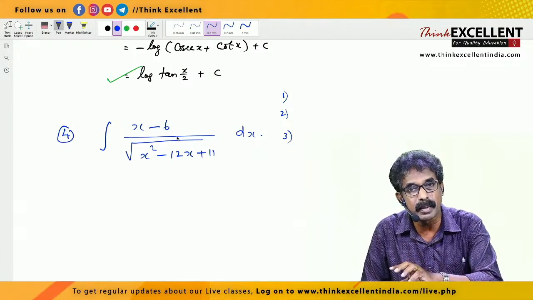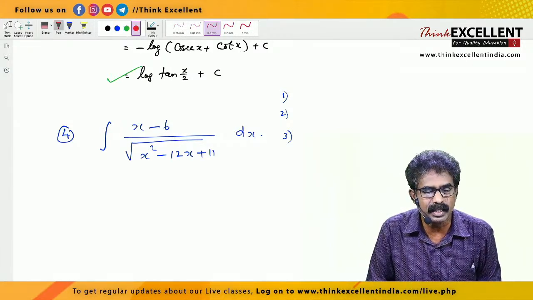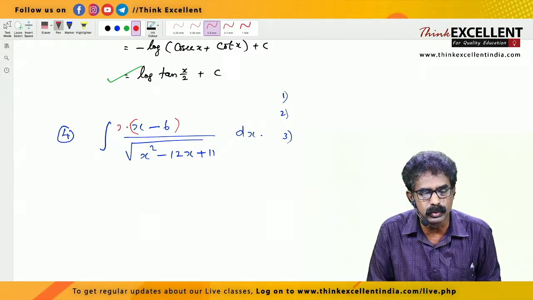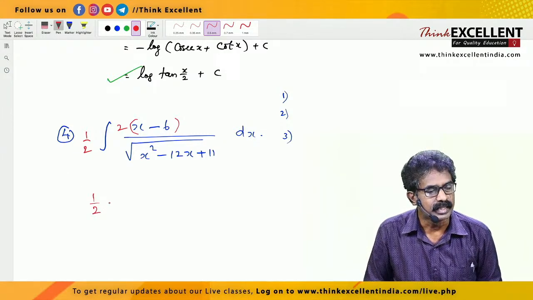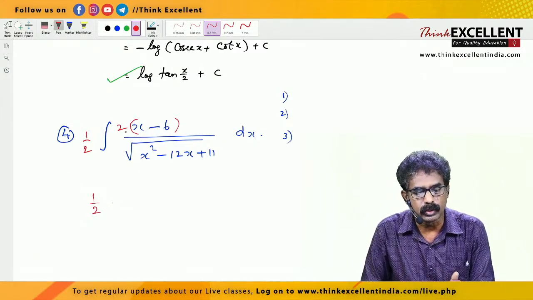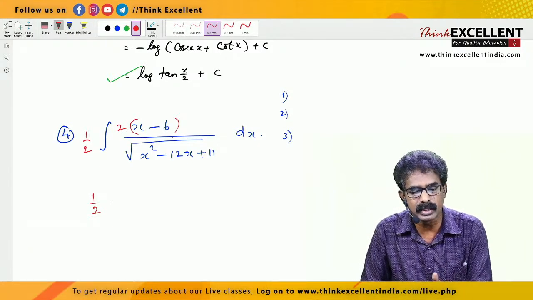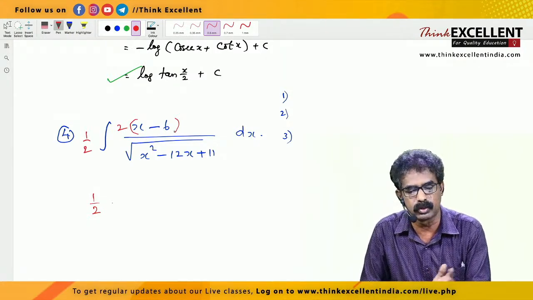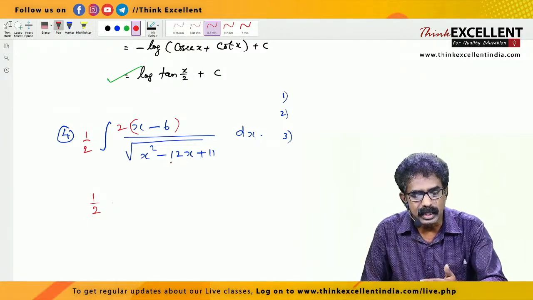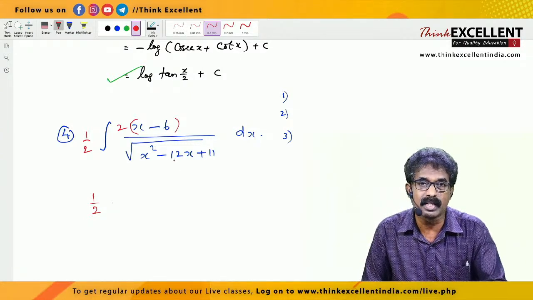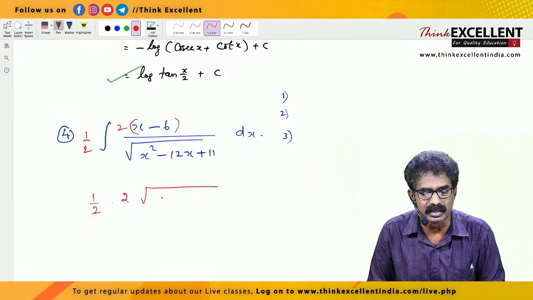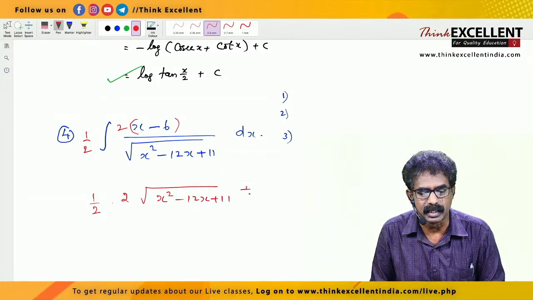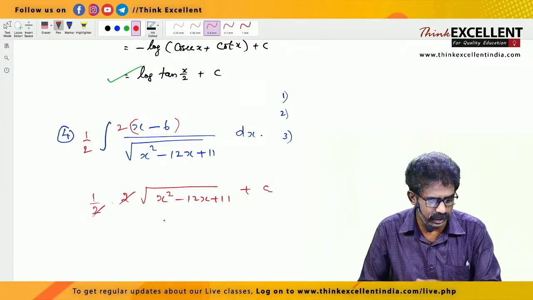So if you multiply by 2, you will get it, right? So here the method is you multiply by 2 and divide by 2. So this 1 by 2 you write as it is. Now x square derivative 2x, if you expand, minus 12x derivative minus 12 because 2 into 6 is 12. 11 derivative 0. So its derivative is in the numerator. So this is of the type f dash x by root f x. So your answer is 2 root f x, 2 root of x square minus 12x plus 11 plus c. The 2 cancels and that is your answer, okay?